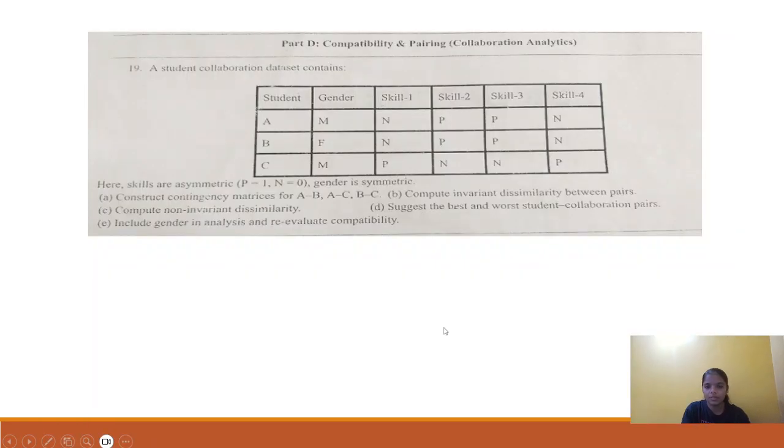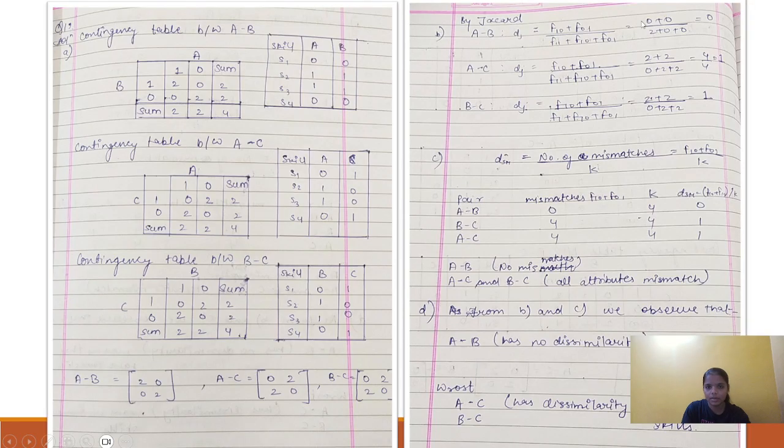Now in the B part, we have to compute the invariant dissimilarity between the pairs. To calculate the invariant dissimilarity between pairs, we will use the Jaccard formula. As we know, the formula is (f10 plus f01) upon (f11 plus f10 plus f01). There are two cases where we find dissimilarity, that is the 01 or 10 case. So with the help of the following table, we substitute the values here and get the dissimilarity between A and B as 0.